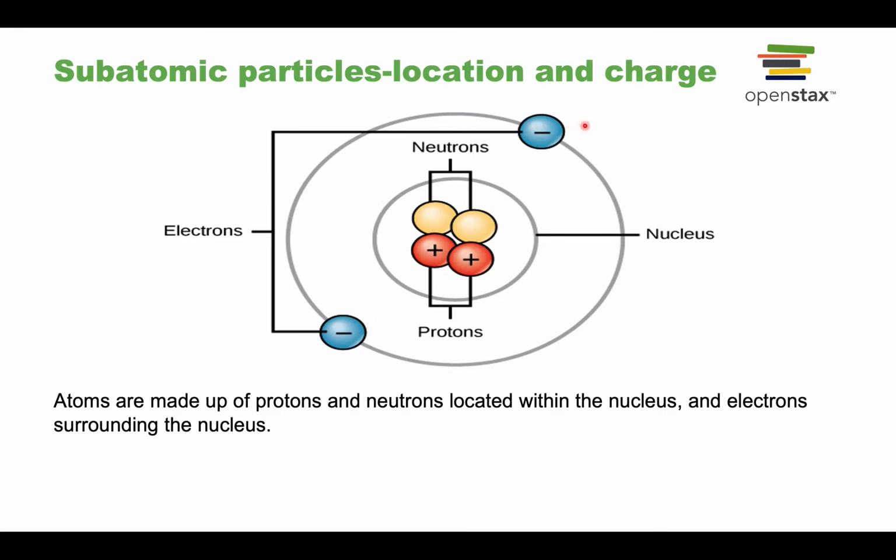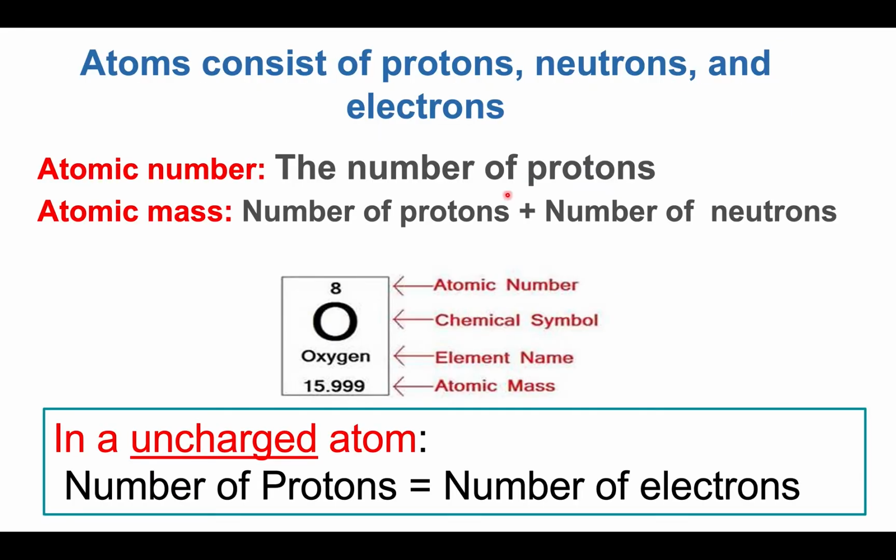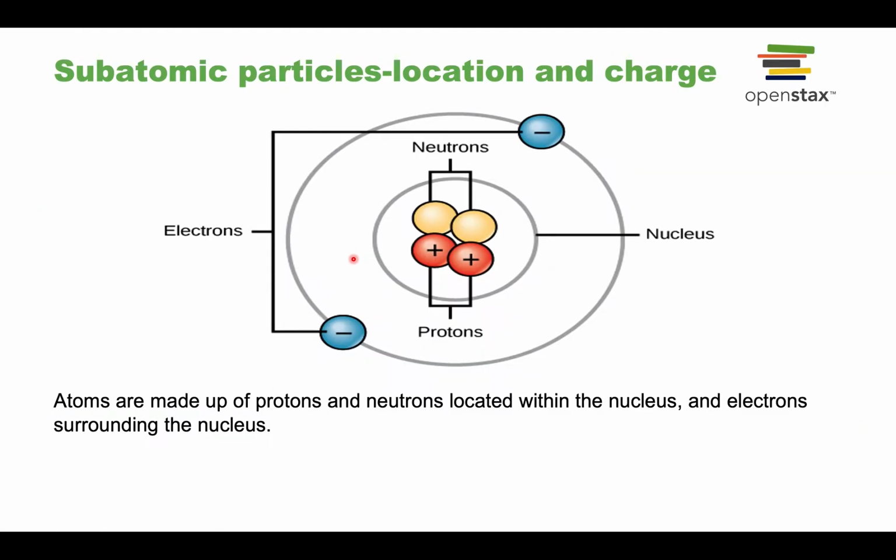the number of electrons. So if you have the information given to you in this box, and if you are told that you're dealing with an uncharged atom, that is, if there is no indication that this atom has a charge, then you can safely assume that the atomic number refers not only to the number of protons, but also to the number of electrons.